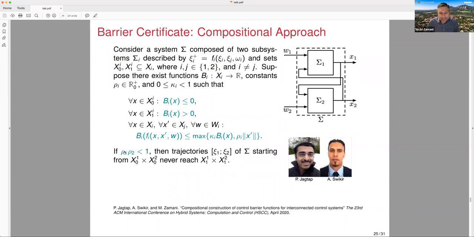If the multiplication of the two gains is less than 1, then the monolithic system is safe in the sense that if it starts in this Cartesian product of the initial sets, it never reaches the Cartesian product of the unsafe sets. And look here, those gains, one of them can be very large. I'm not assuming that the gains through which the systems interact with each other all have to be small. If one of them is very big, the other one has to be small. That's what this compositionality condition is telling us.